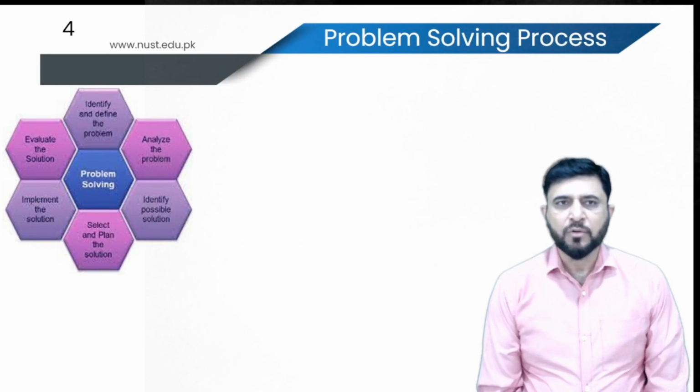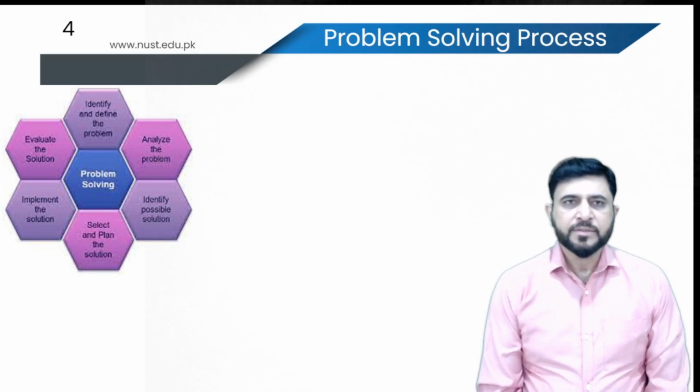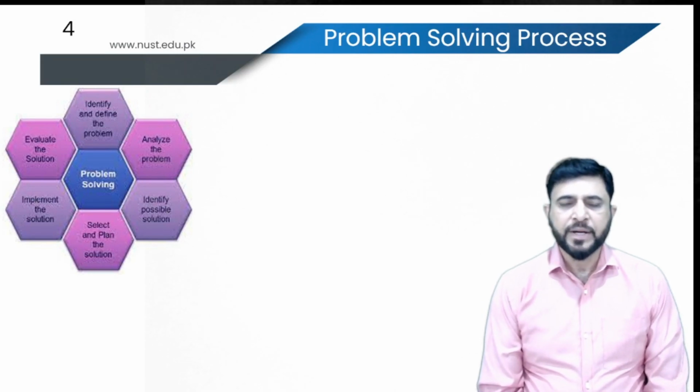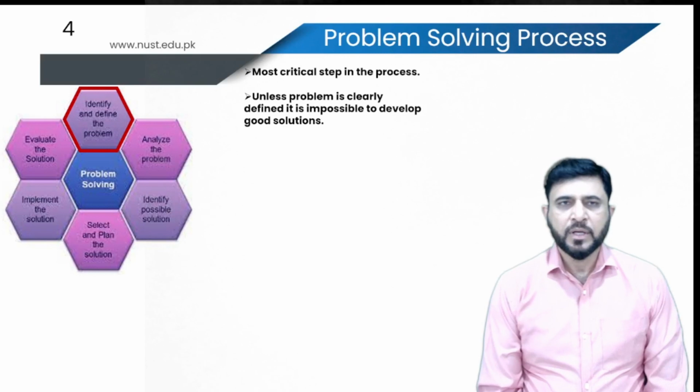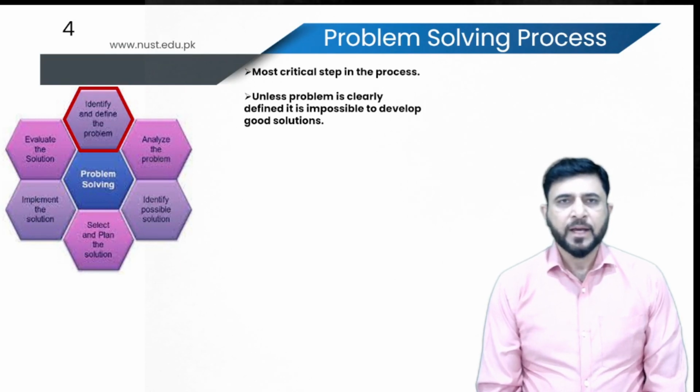What is a problem solving process? We can draw this as 6 steps. First is identifying and defining the problem. Second is analyzing the problem, then identifying possible solutions, selecting and planning the solution, implementing the solution, and evaluating the solution. Identifying and defining the problem is the most critical process. Unless the problem is clearly defined, it is impossible to develop good solutions.